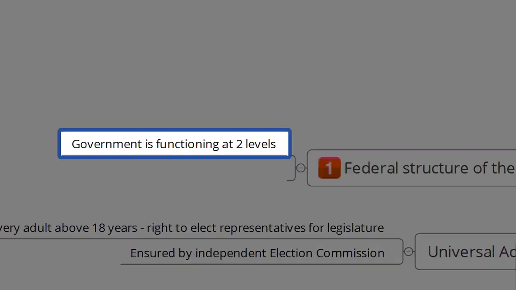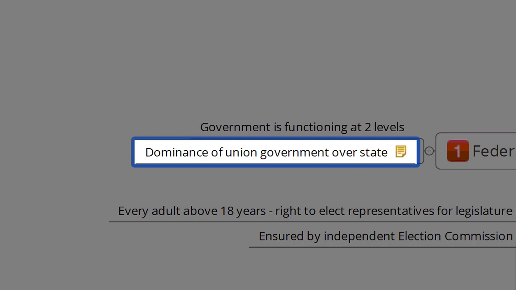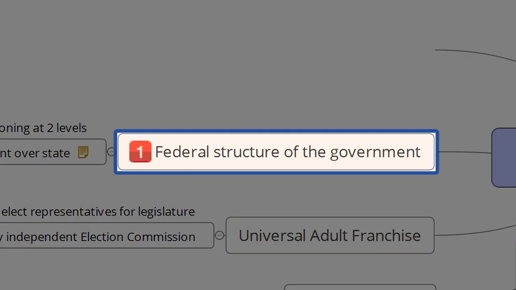And then we have the federal structure of the government, which is one of the important basic features of our Indian constitution. As per this, government is functioning at two levels, one at the national level, that is at the central level, another at the state level, which is through the state government. And also, even though we have two levels of government, it is always the union government which dominates over the state government due to the availability of the extra power, particularly president rule, appointment of the governor by the center, declaration of the emergency provisions, all are under the control of the union government, and hence the union government dominates over the state.